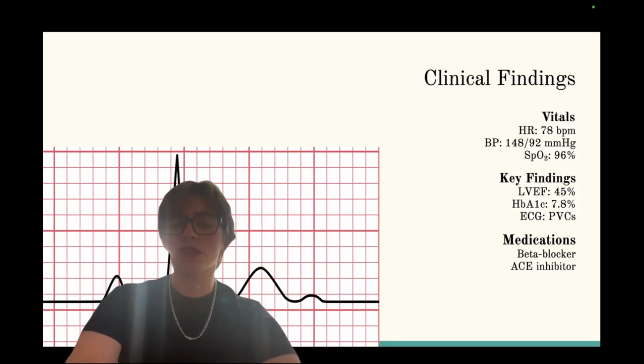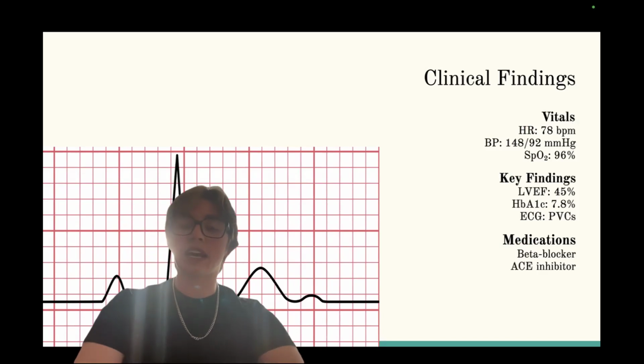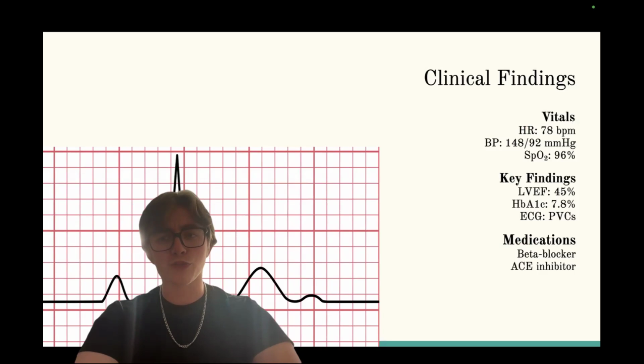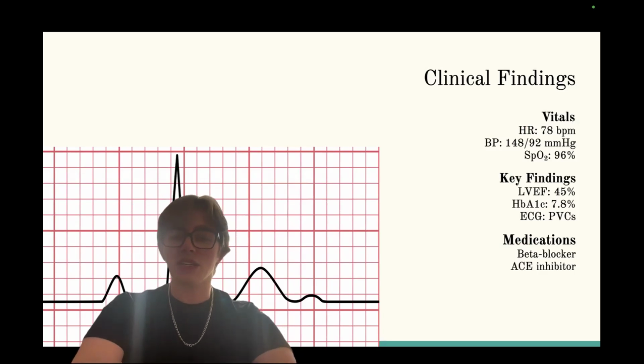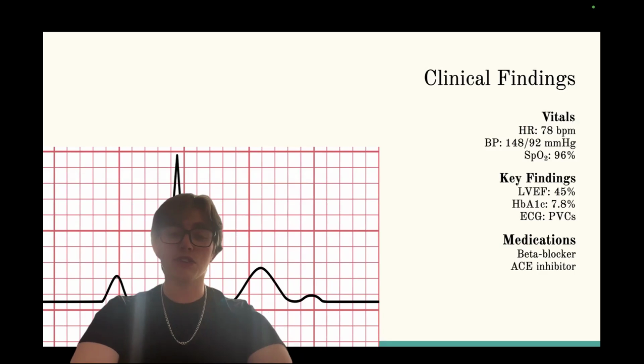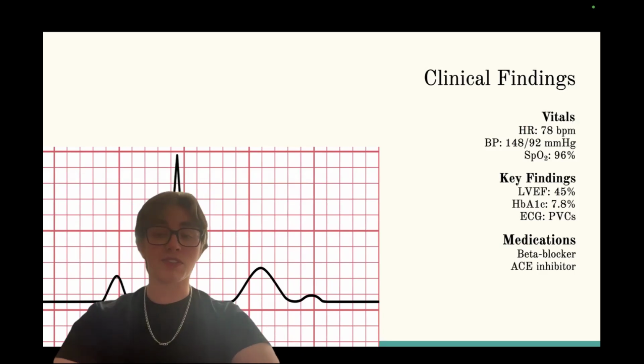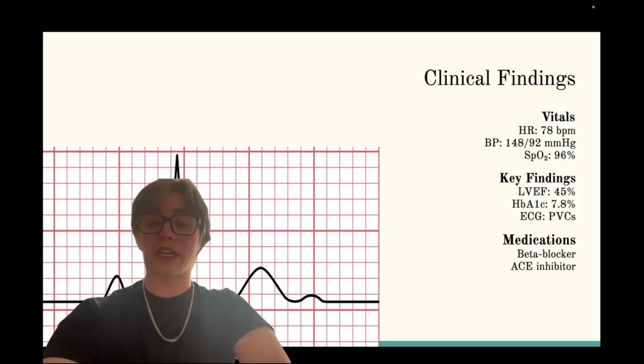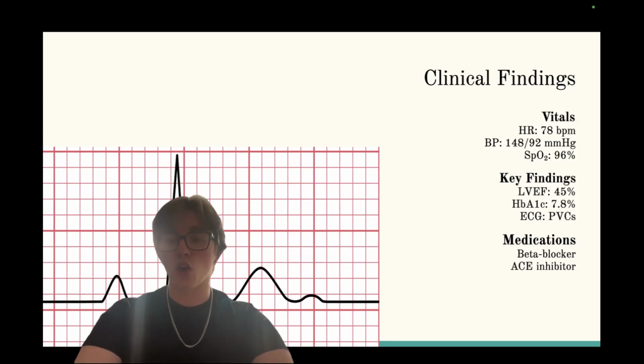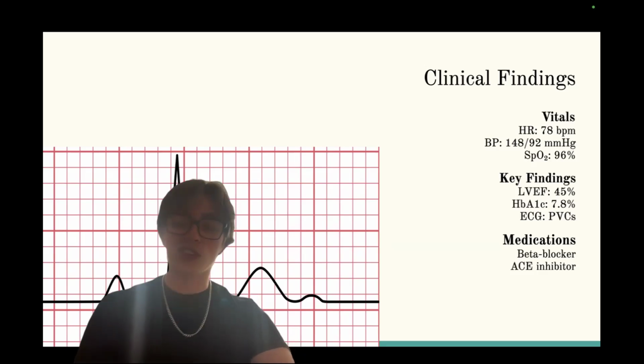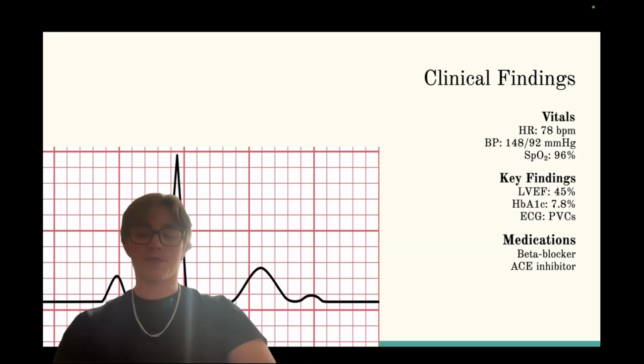His HbA1c is 7.8, which indicates that his blood sugar is not very well controlled. On top of that, his ECG shows occasional premature ventricular contractions, which are abnormal heartbeats. He's also taking a beta blocker, which is important because it will lower his heart rate response during exercise. So we can't rely on heart rate alone to guide his intensity. When you put this all together, it shows that the patient is stable, but still has multiple factors that increase his risk during exercise.